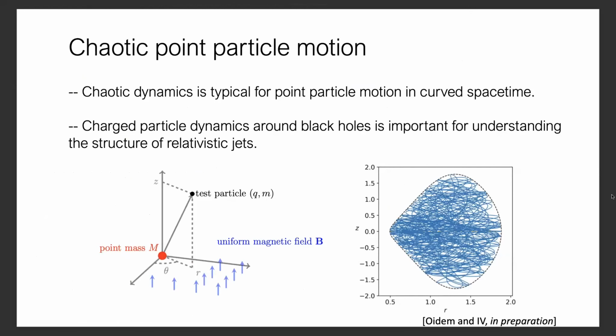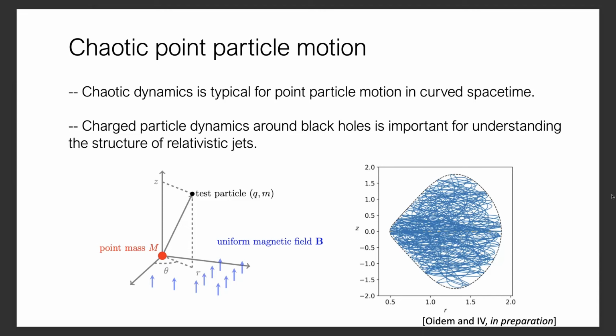Now, similar to those research projects that I just talked about, we are also pursuing investigations of point particle motion, highlighting mainly chaotic dynamics. One of the characteristics of point particle motion in curved spacetime is that the equations of motion are highly nonlinear, and nonlinear equations of motion tend to be rather chaotic, right?